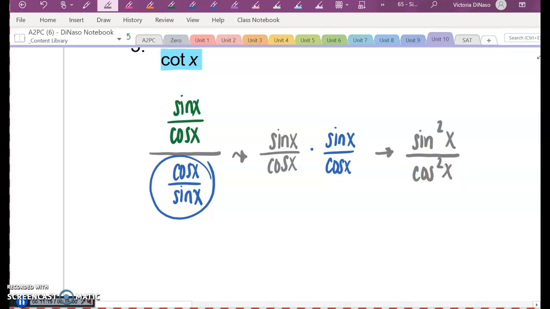Normally, sine over cosine is tangent. Now that we have sine squared over cosine squared, this is just going to be tangent squared.